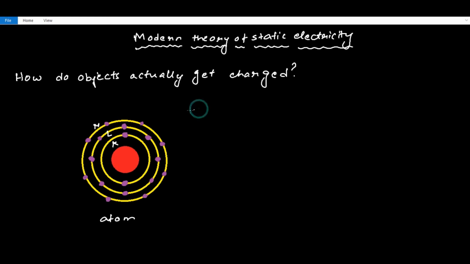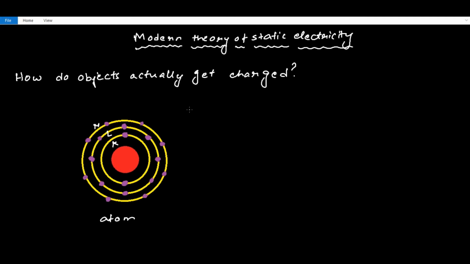In the previous video, I had introduced a bit of the history behind static electricity, and I had explained how the early theories were not so prevalent as they were not very efficient. So the scientific community had to come up with a bit more rigorous and a bit more modern theory for static electricity, with which we can explain how objects get charged.